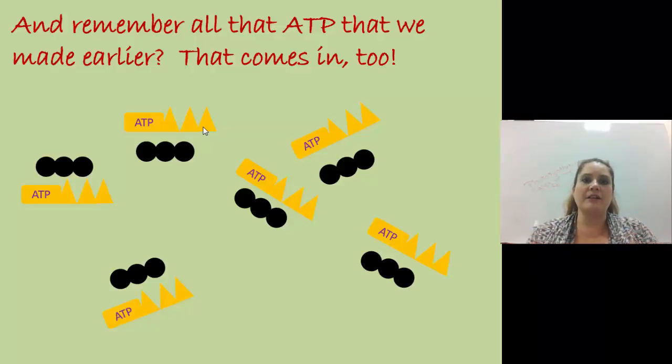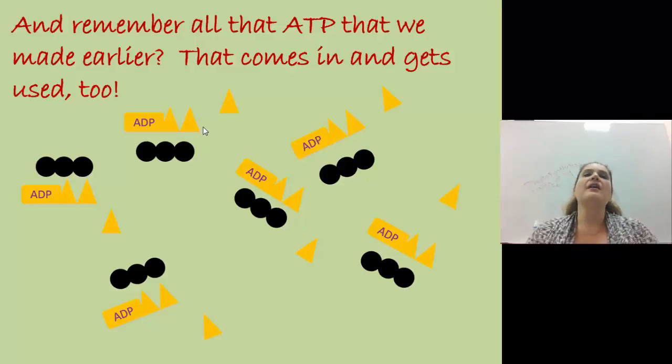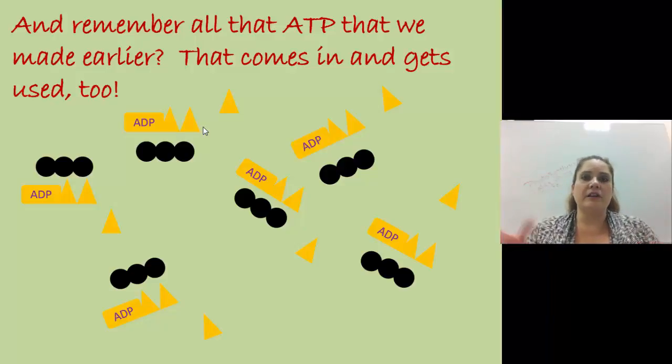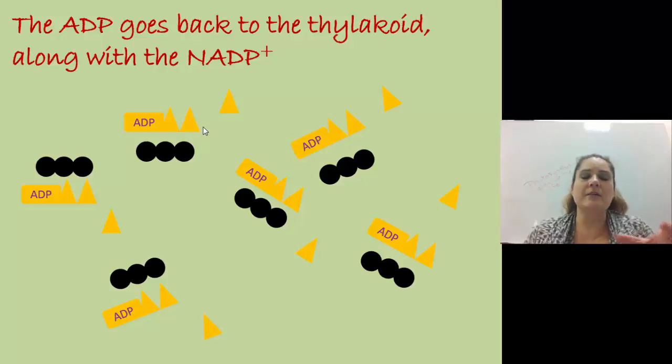That ATP is going to come in too, and it's going to drop off some energy. And when it drops off that energy, it's going to do the same thing. It's going to break apart into pieces. That energy is going to get used by our molecules. Those molecules are going to get converted again. And then the ATP can go back to the thylakoid to do whatever it needs to do. The ADP can go back to the thylakoid to do whatever it needs to do.